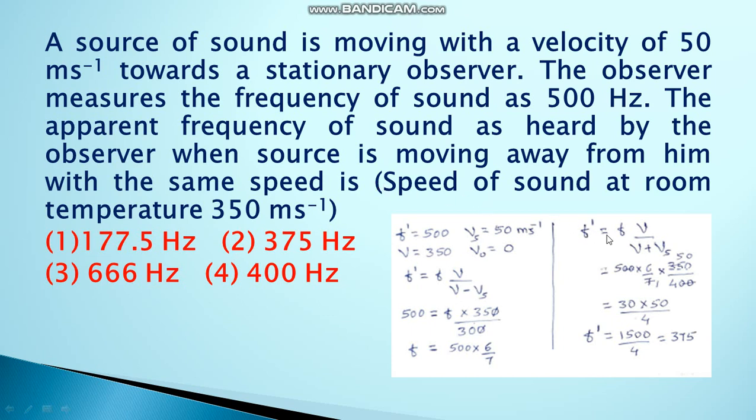So f dash is equal to f into v divided by v minus of minus vs, because it moves away from the observer. So minus of minus, you get plus. Substitute f value, 500 into 6 by 7, v is 350, and here v plus vs, that is 350 plus 50, 400. Solving this, you will get the answer 375. So our answer is 2.